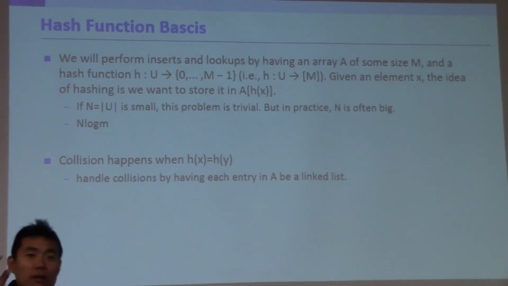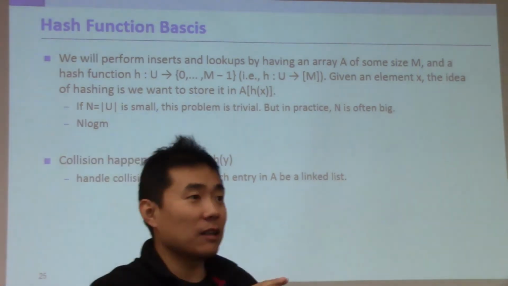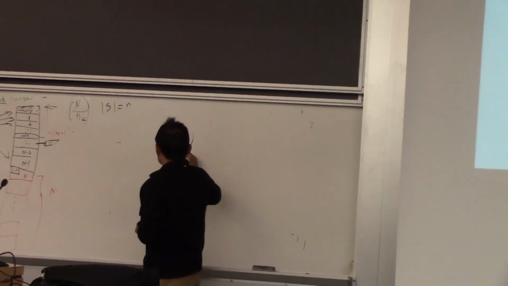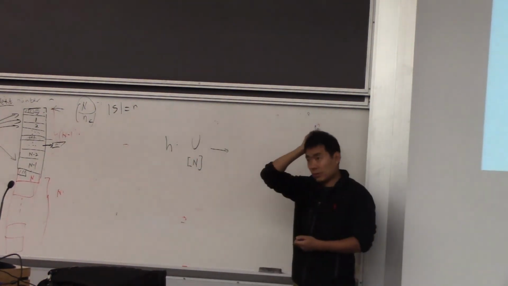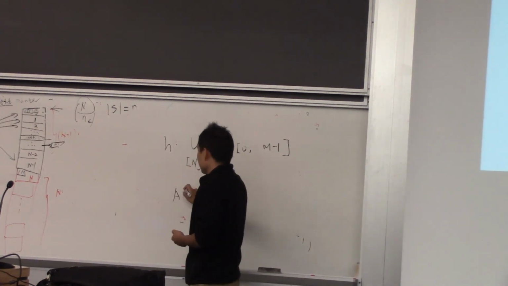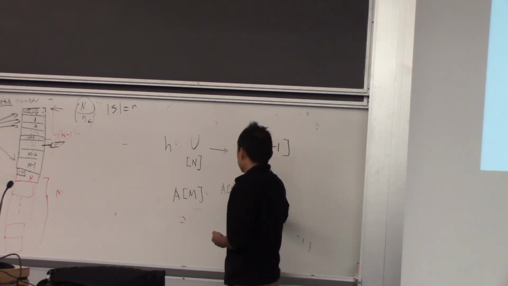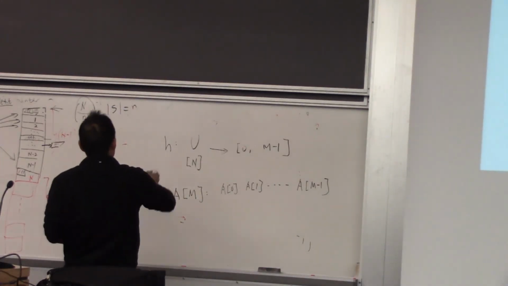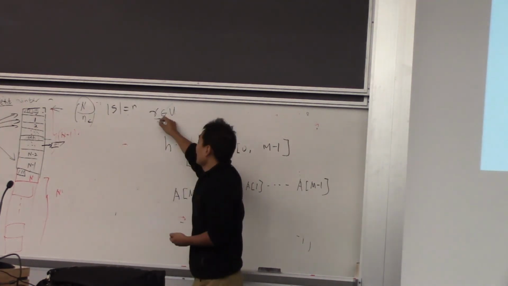So hash function basics. We're going to solve this problem by designing good hash functions. But in order to understand the design of those hash functions, we need to understand the basics. We will perform insert and lookup by having an array A of some size M, capital M, and a hash function H. This hash function H is a mapping from the universe U, in other words from the domain N, to 0 to M minus 1. And I have an array A of size M. That means I have A0, A1, up to A of M minus 1. I'm basically trying to decide for any small element x from my universe U where this x should go.